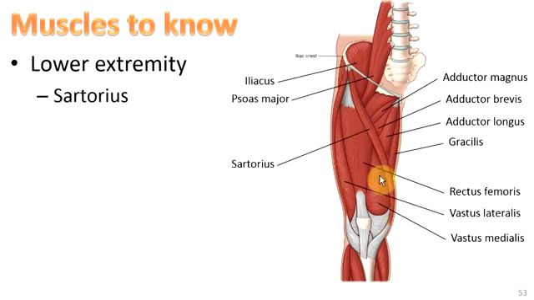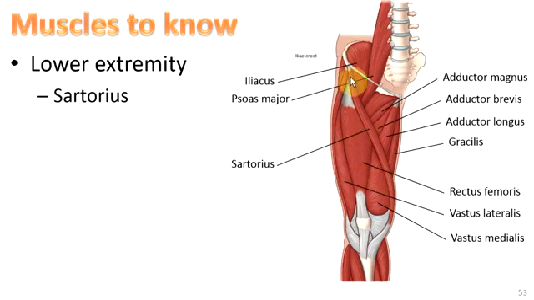The lower extremity, the sartorius, is this big long muscle here. They call this the tailor's muscle. A tailor is somebody who sews, because apparently when you sit cross-legged, that's what a tailor does, to sew clothes. I don't know. Anyhow, this here is the tailor's muscle.